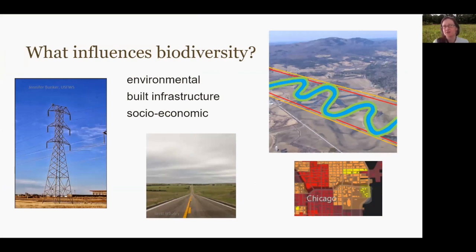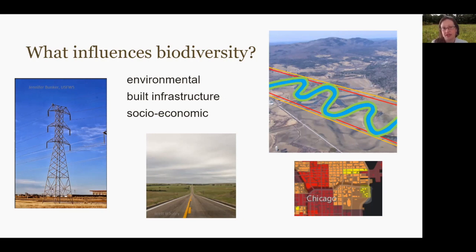So what influences those clusters on the map? There are many different things. They can be roads, transportation corridors, utility corridors, where the lakes and rivers are on the landscape. These are all environmental characteristics or built infrastructure.